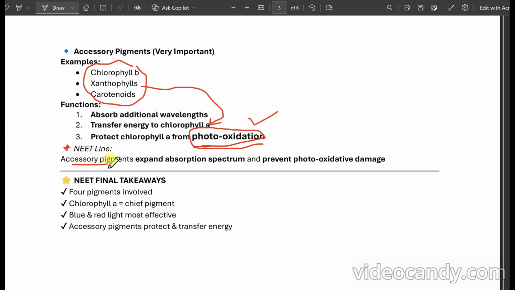As I told before, accessory pigments expand the absorption spectrum. Chlorophyll का ये कौन सा absorption spectrum? Only blue light and red light. This is 430 nanometer. This is 660 to 680 nanometer, and it also prevents photooxidation. So NEET final का क्या है? Chlorophyll A is a chief pigment. Blue light and red light is the most effective light for the absorption spectrum and also for the action spectrum. Accessory pigments protect and transfer energy to chlorophyll A.